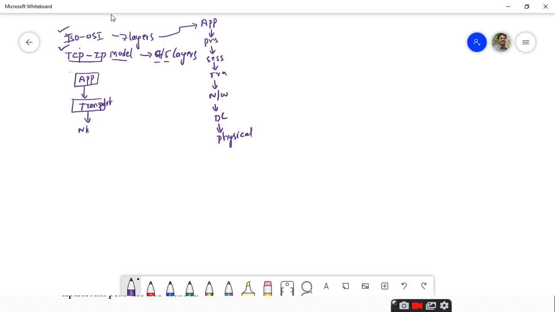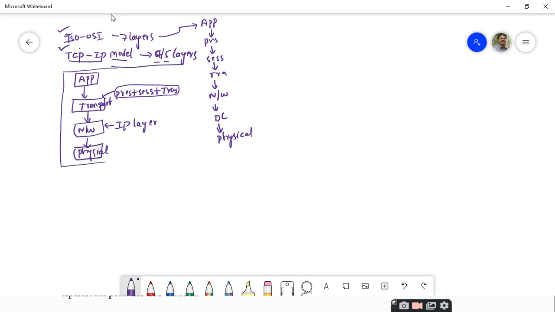After this we have the network layer. So this transport layer is a combination of the presentation plus session layer plus transport layer. We collectively call these 3 layers by a single name, the transport layer. And we have the network layer, and finally you can combine the network and data link layers also, where you can call it the network layer or the IP layer, anything is okay. And finally we have the physical layer. This is how the TCP IP model is defined with 4 or 5 layers.